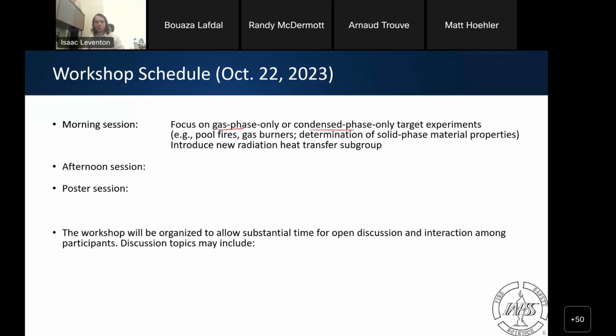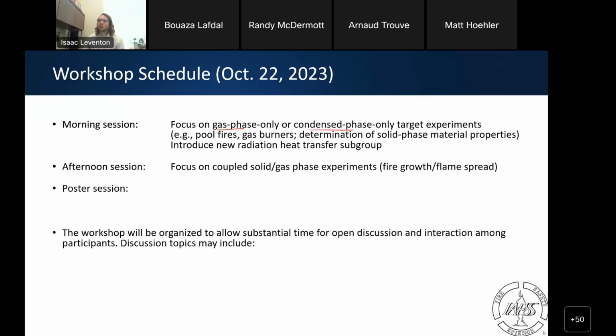Or just the model validation exercise for material property sets. We'll present those, the experiments themselves, and our best modeling results from there. And then we will also introduce a new radiation heat transfer subgroup that is just getting online and will become part of the MaCFP community.